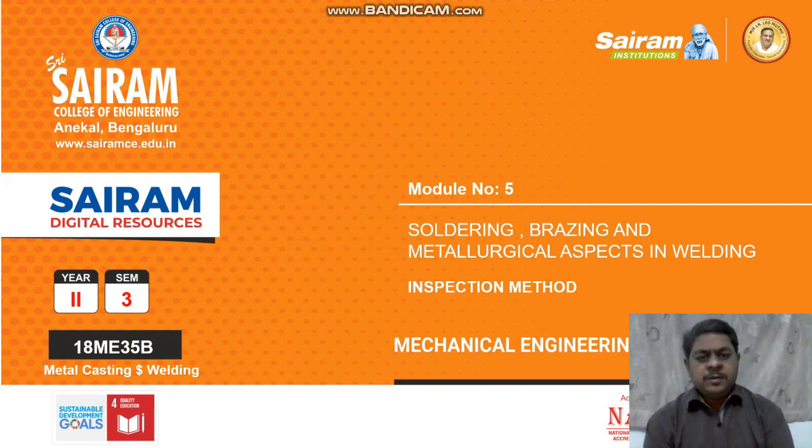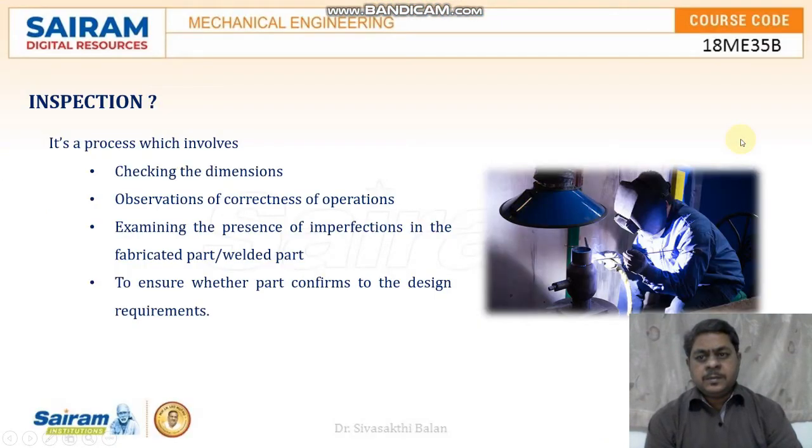In this video, we are going to see the inspection method of the welding. What is inspection? It is a process which involves checking the dimensions, the observations of correctness of operations, and examining the presence of imperfection in the fabricated part or welded part. And finally, it is used to ensure whether the part conforms to the design requirements.